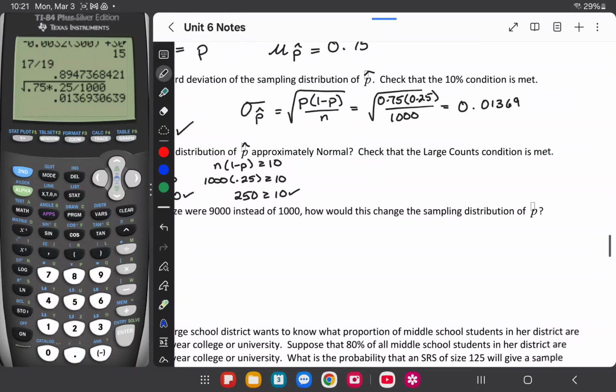And absolutely it is. So what we can say is that by our large counts condition, the distribution of p hat is approximately normal.